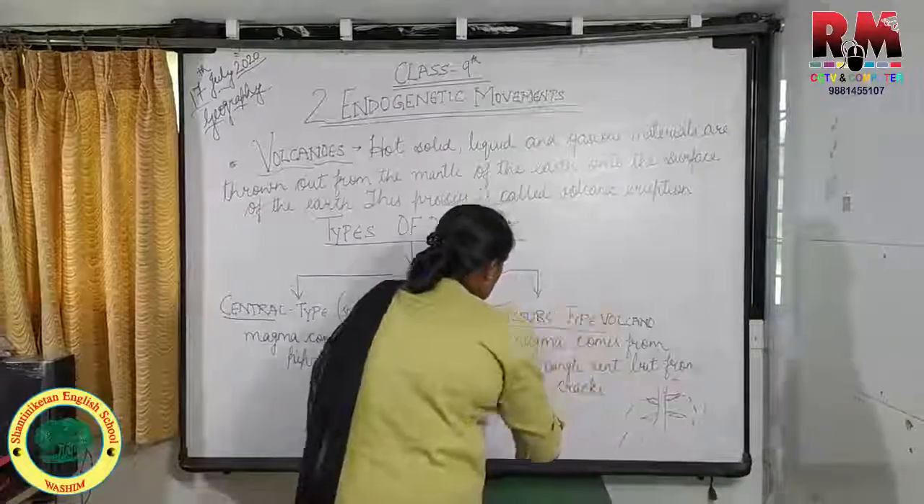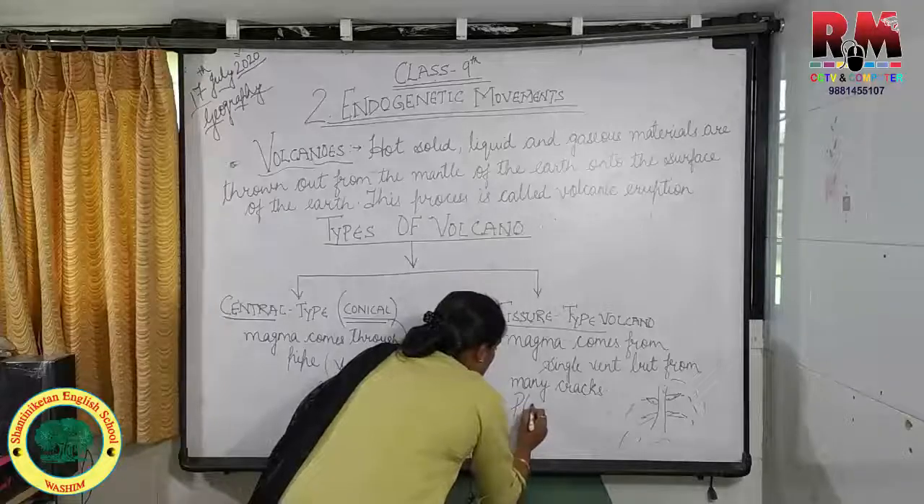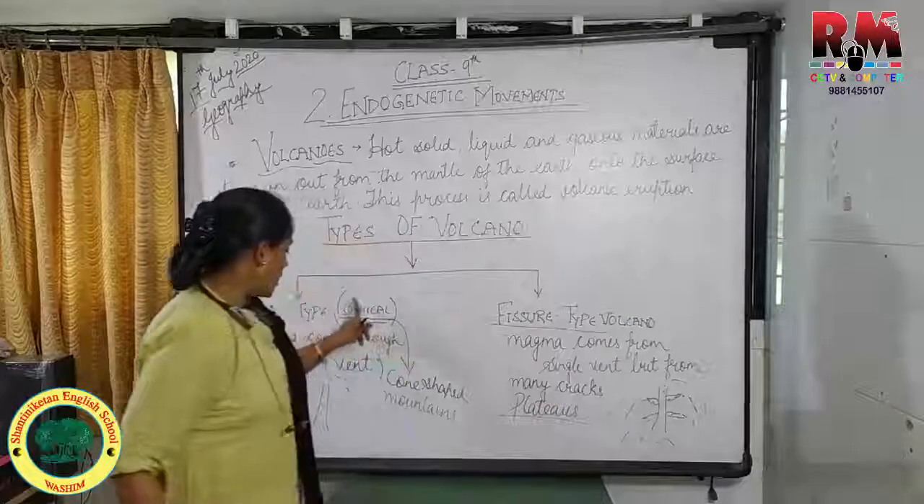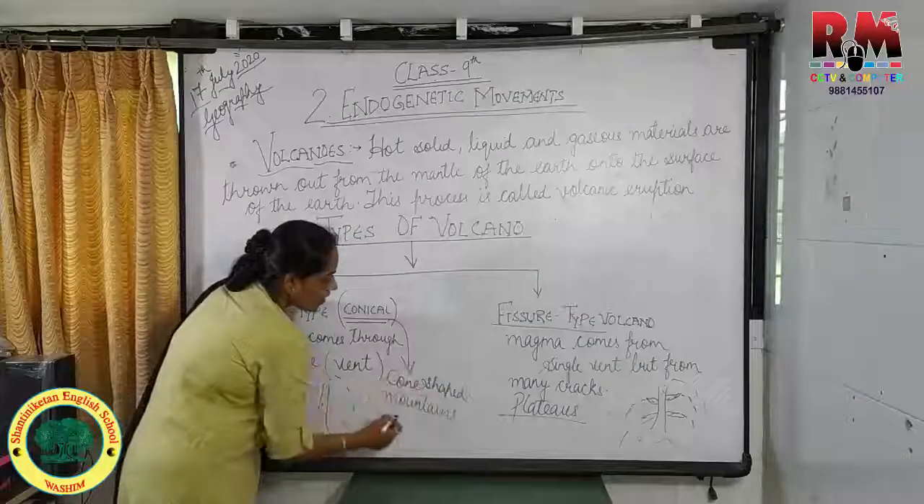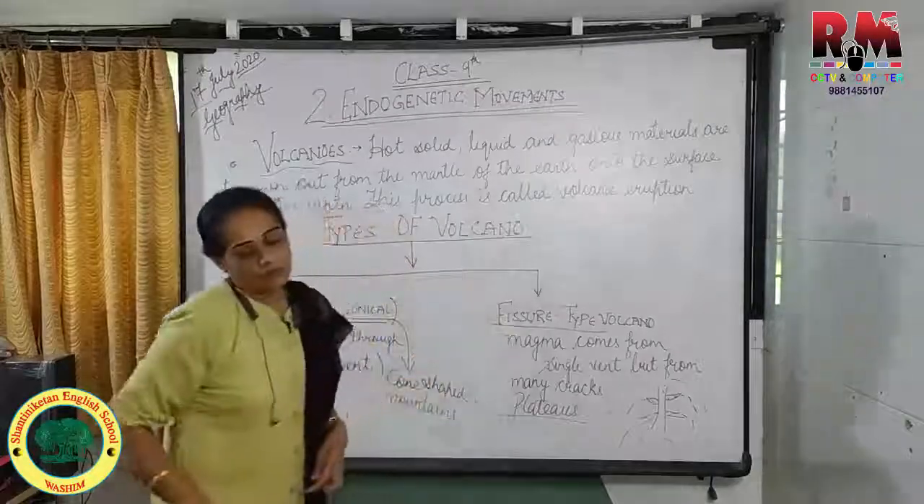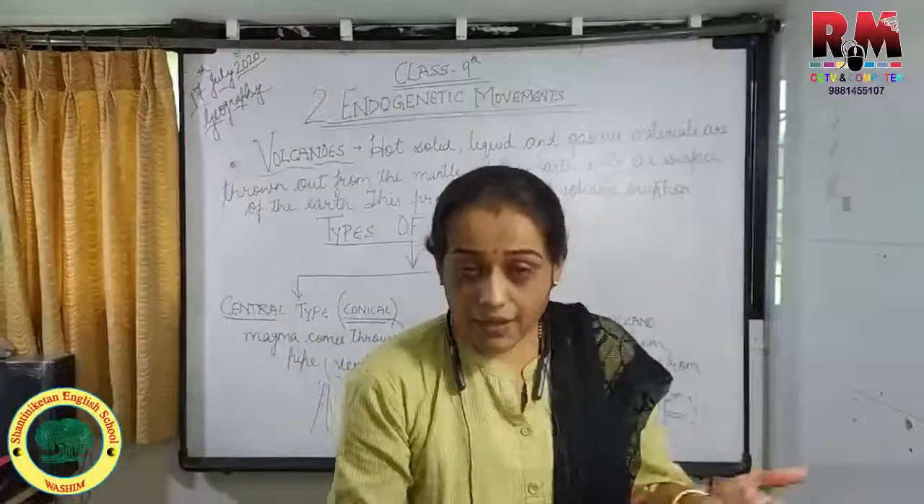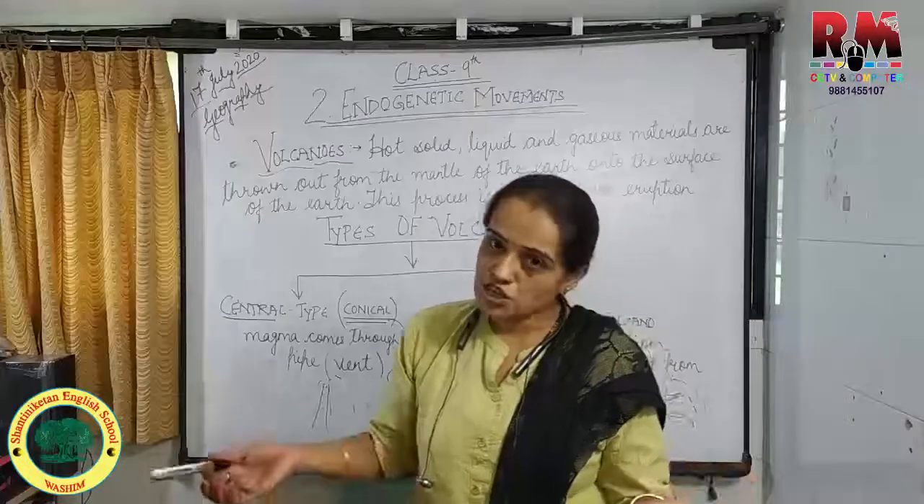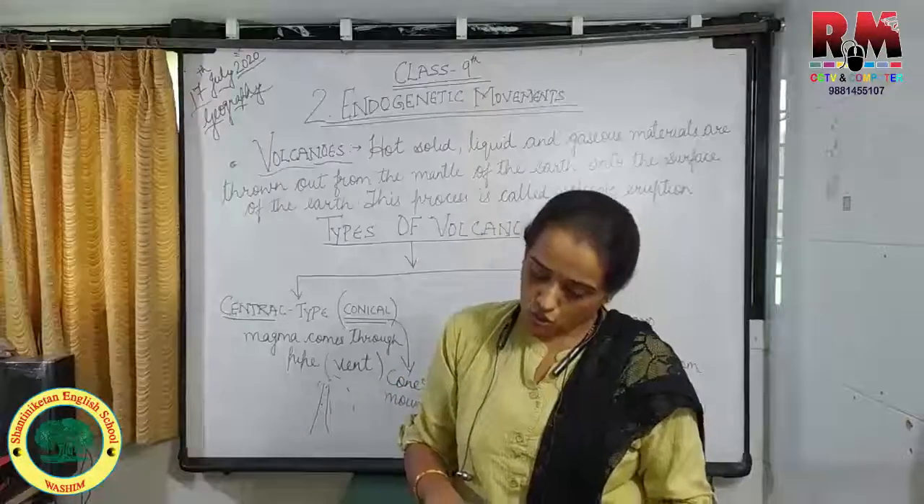So in this fissure type of volcano, what happened? Plateaus are formed. Over here, cone-shaped mountains are formed, and in fissure type of volcano, plateaus are formed. Like the Deccan Plateau of India, it is formed through the fissure type of volcanic eruption only.